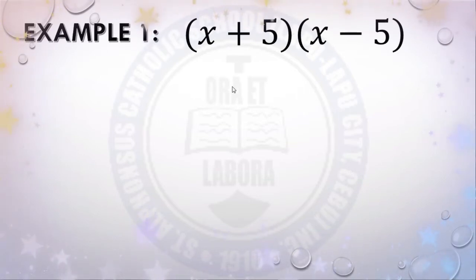The very first thing that you're going to do, you're going to examine the given. Do they have the same first terms? Yes. Do they have the same last terms? Absolutely yes. Are their operations opposite? Yes, because the first factor is addition and the other one is subtraction. Meaning, this problem is sum and difference of two terms. Then we can follow the simple steps.